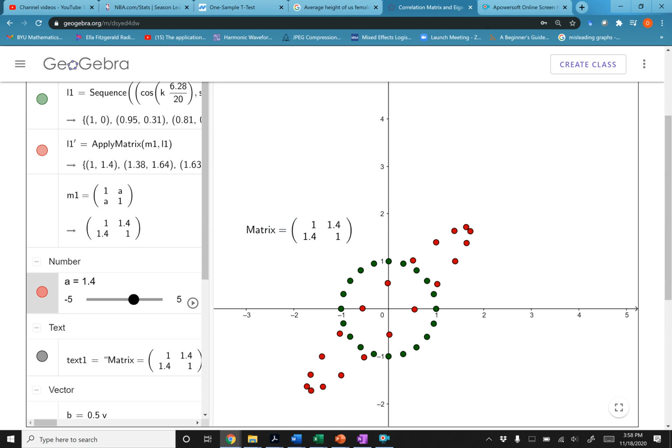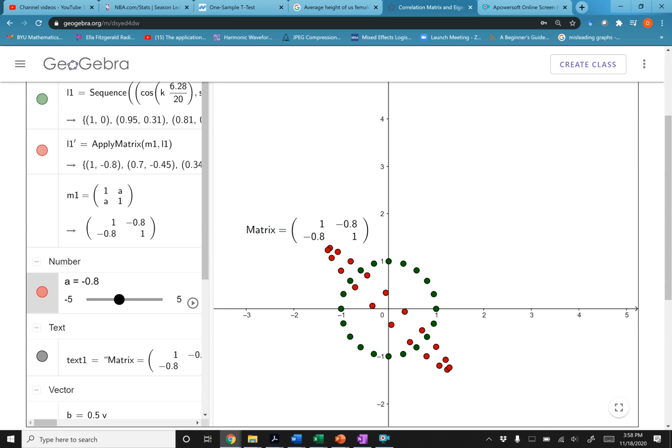It stretches it in one dimension and shrinks it in another dimension. And those dimensions that it stretches and shrinks are perpendicular to each other. So it looks like it stretches it in the direction y equals x and shrinks it in the direction y equals negative x. And we can change that a little bit. Now my correlations are negative, so it's stretching it in the direction y equals negative x and shrinking it in the direction y equals x. If you don't limit the diagonals to be 1, then you can stretch it in both directions or shrink it in both directions.